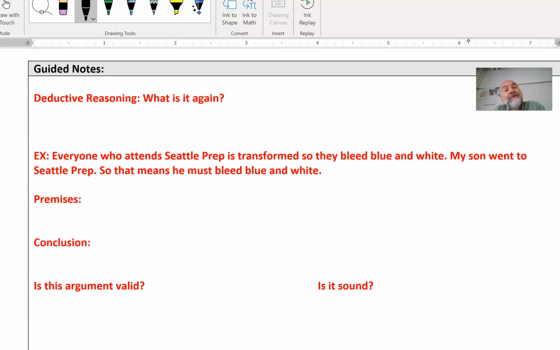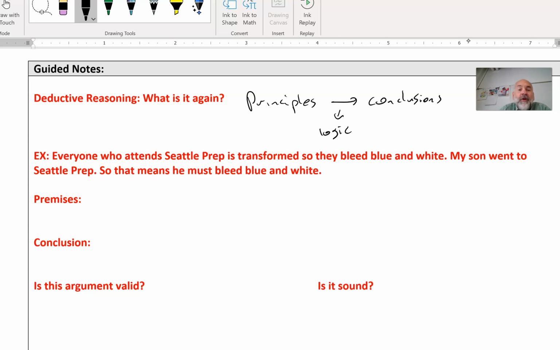Okay, so now deductive reasoning. So what's that again? Remember, that's starting from principles and going to conclusions. But the way we do that is that we use logic. So, for example, everyone who attends Seattle Prep is transformed, so they bleed blue and white. My son went to Seattle Prep, so that means he must bleed blue and white, literally.